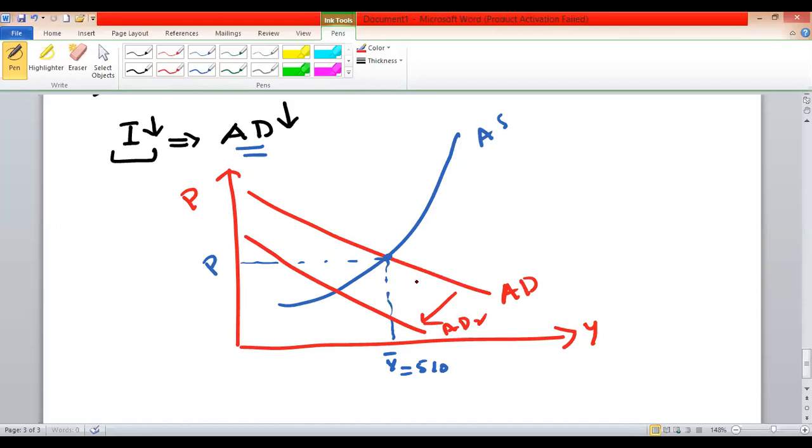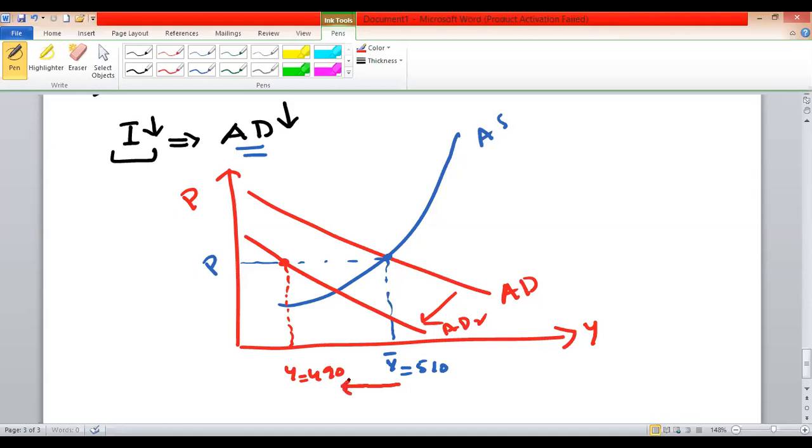Now the new equilibrium will not be here because prices in the short run are downward rigid, which means prices cannot go downward in the short run. They can go upward but cannot go downward. So the new equilibrium in the economy will be here, and this is a new equilibrium point which represents that y bar y, the output now, is equal to, let's say, 490 billion. So output is now equal to 490 billion and the economy is now in recession.